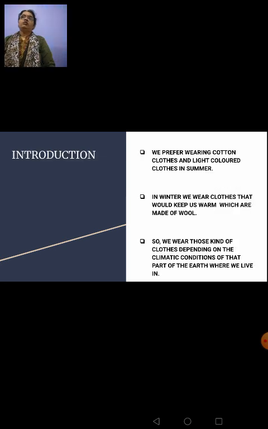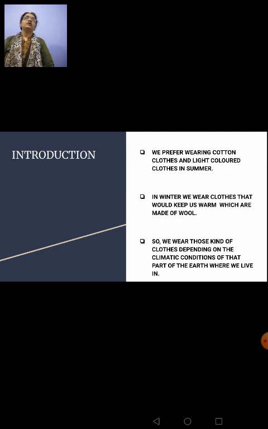See, what was the previous lesson? That is your Fibre to Fabric. What did you learn in that lesson? About animal fibres, mainly wool and silk. How do we obtain the fabric from that wool and silk? All those things you had learned. So, the temperature is a factor that decides the kind of material that we are going to wear, whether clothes made of cotton or of wool and all.